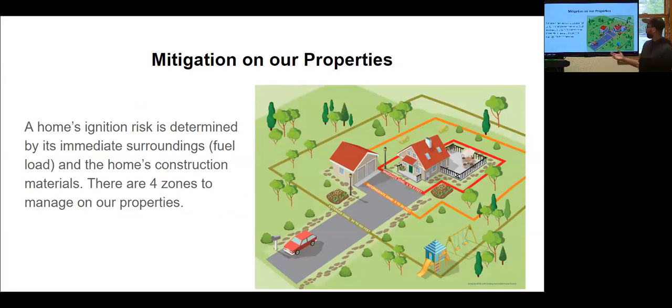So when we're thinking about Firewise principles on our property, there's a simple little diagram here that shows you a few different zones. I'm going to be talking about four zones that we want to actively manage on our properties in the woods here.